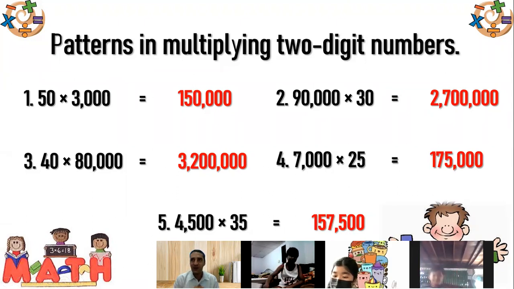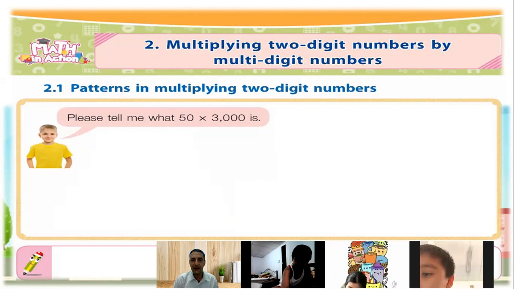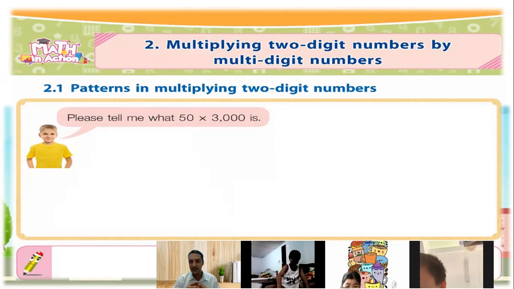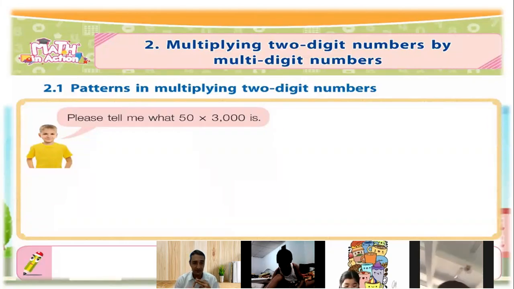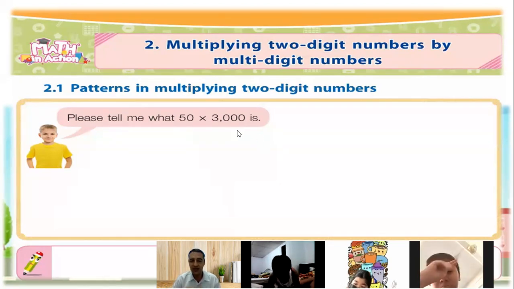Okay, students, now we can start page number 92. In our last class, we learned about multiplication with a single-digit number. Today we are going to learn about multiplying a two-digit number by multi-digit numbers. We have to use the pattern here. You already know how we use the place and place values for multiplication, which makes it easier. The first number given to us is 50 multiplied by 3000. So we have to tell what is equal to 3000 multiplied by 50.